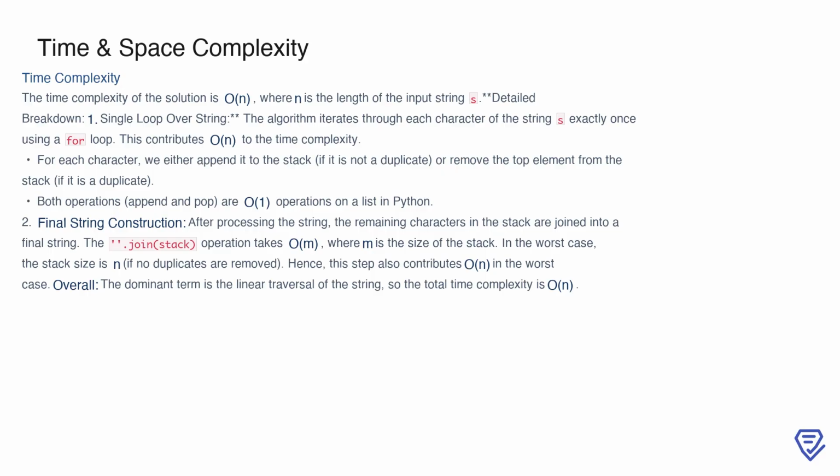stack. The join operation in Python is proportional to the number of characters in the stack, which in the worst case can be as large as n. Therefore, this step adds another O(n) to the time complexity. Since the traversal dominates in terms of computational cost, the overall time complexity is O(n).